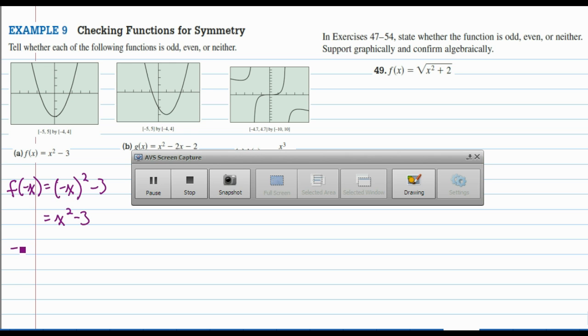So I found out that when I plugged in negative x to the f function, I got x squared minus 3, which so happens to be the same exact function when x is positive. So because f of negative x equals f of positive x, that is an even symmetry function.